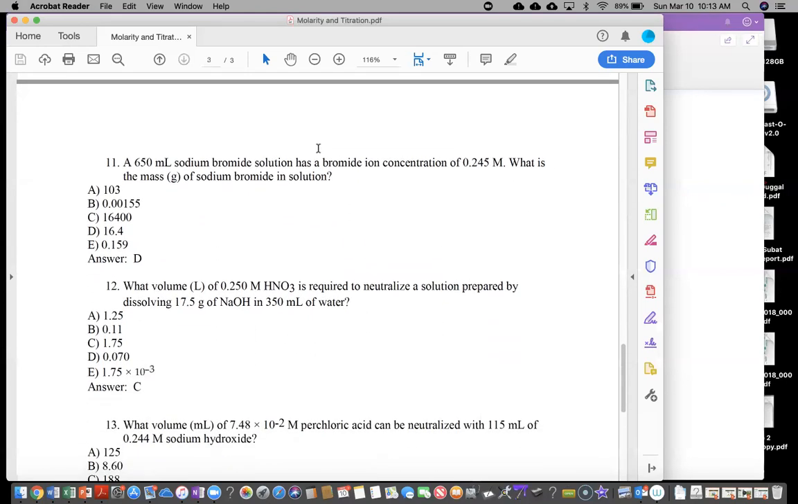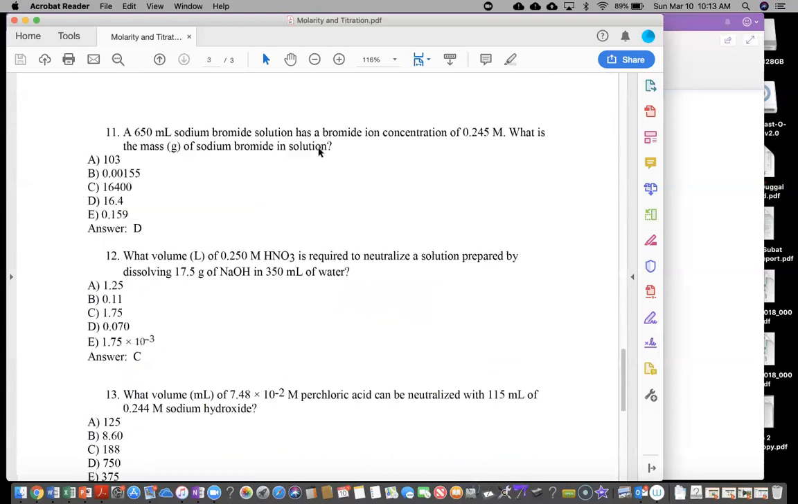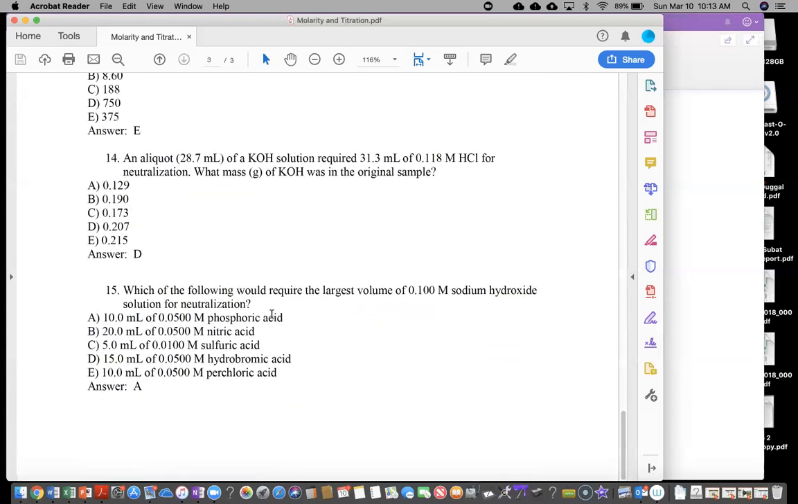Can you do number 15? Which of the following requires the largest volume of 0.1 molar sodium hydroxide for neutralization? So this is asking you which one will require the most volume if you had 0.1 molar sodium hydroxide, NaOH, and you're given all these options. So you actually have to solve each one and then see which one is the most concentrated acid.